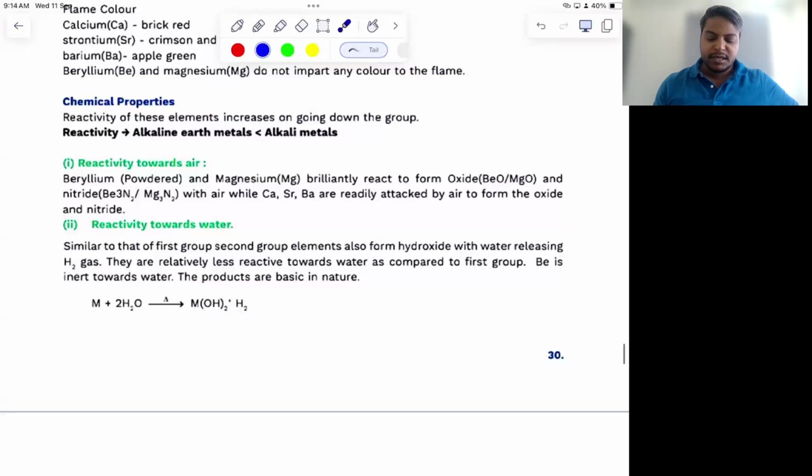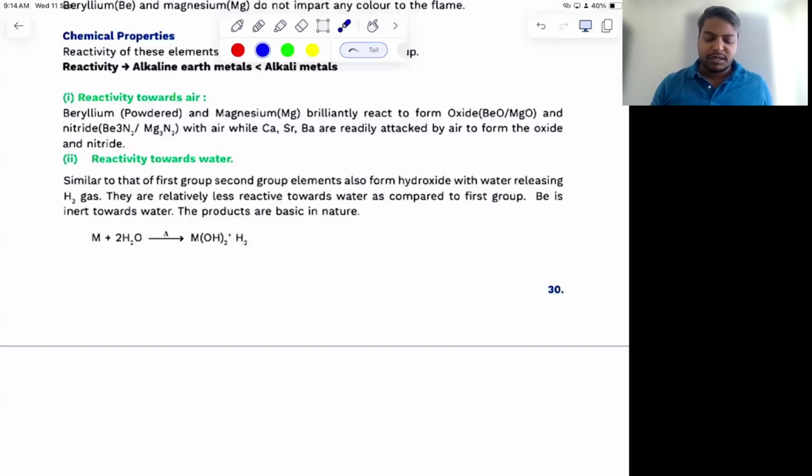Okay. Now remember this one, reactive towards air. Beryllium and magnesium form oxides and nitrides strongly, while calcium and strontium form oxides easily. Got it? Now notice this one, readily attacked by air to form oxides and nitrides here also. Got it? But when it comes to magnesium and beryllium, they react much more strongly than this to form the respective nitrides and oxides.